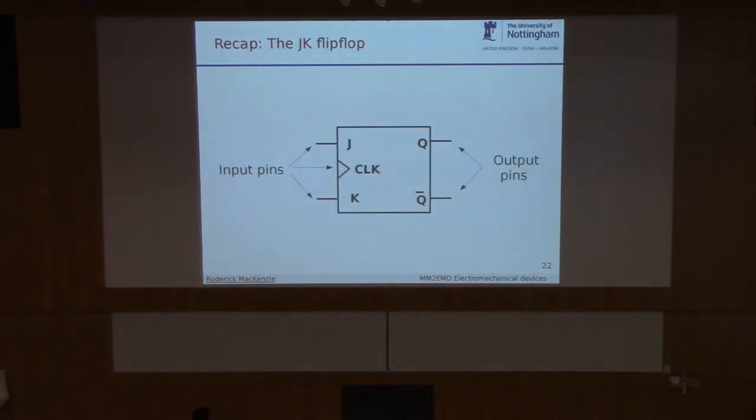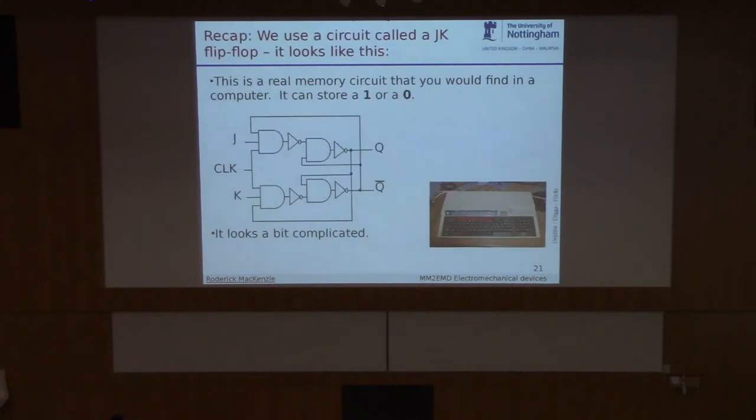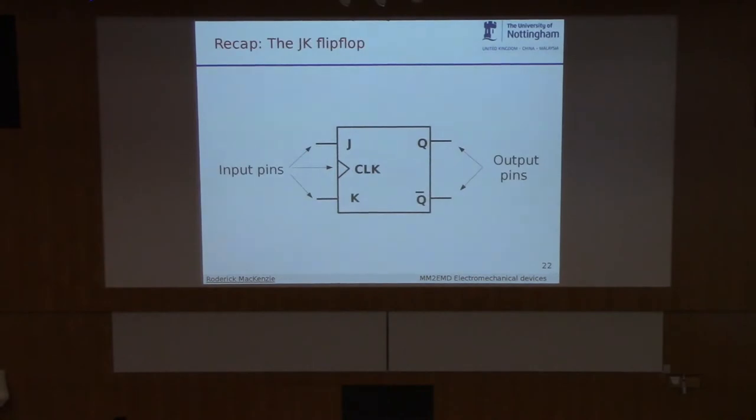And we said it was a JK flip-flop. And we can hide all of this complicated working in this box, which is called a JK flip-flop. And a JK flip-flop has got the inputs J and K and the outputs Q and Q bar. And I said that Q, something bar, always means the opposite of it in electronics. So 1 is 1, but 1 bar is 0, because the bar always means opposite of.